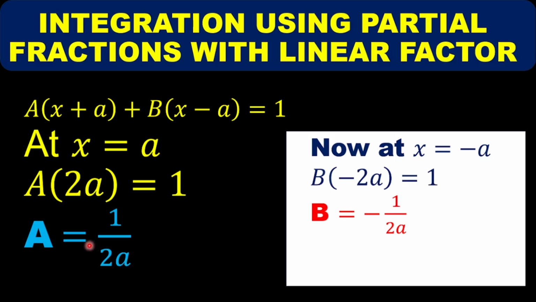Now remember, we are looking for both A and B. So now that we have determined A, let's find how to get B. You ask yourself the same thing. So to get B, you must first eliminate A.